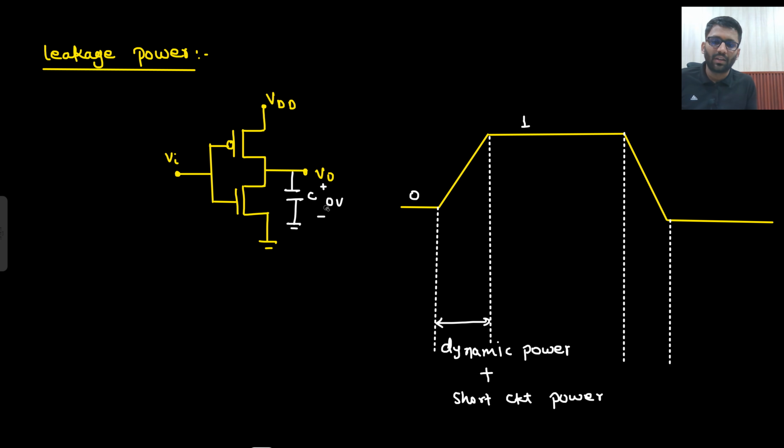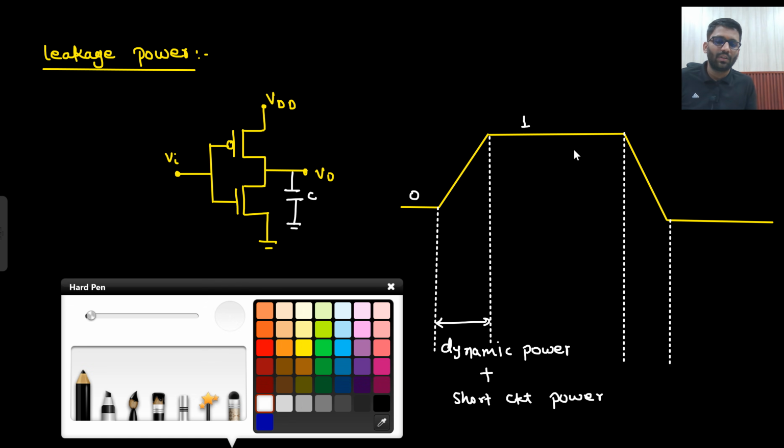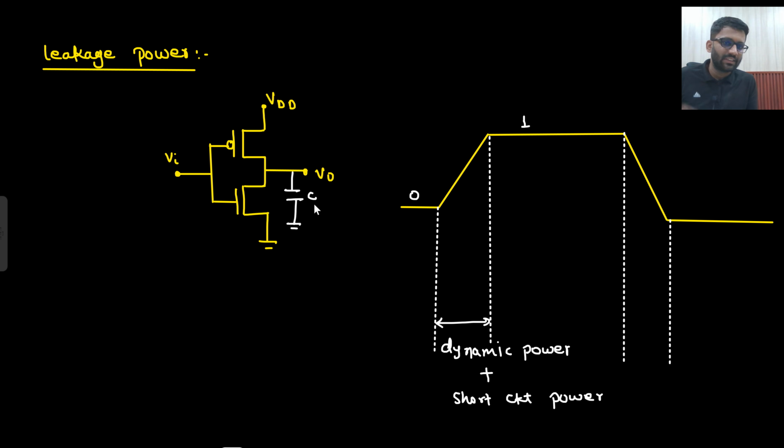If I go from 1 to 0, when I was at 1, this was completely discharged, because at 1 this NMOS was on. If this NMOS was on, then it would have completely discharged it. Now I am going to 0. That means this PMOS will turn on, and it will charge the capacitor to 5 volt. So when you reach this point, it would have been charged to 5 volt.